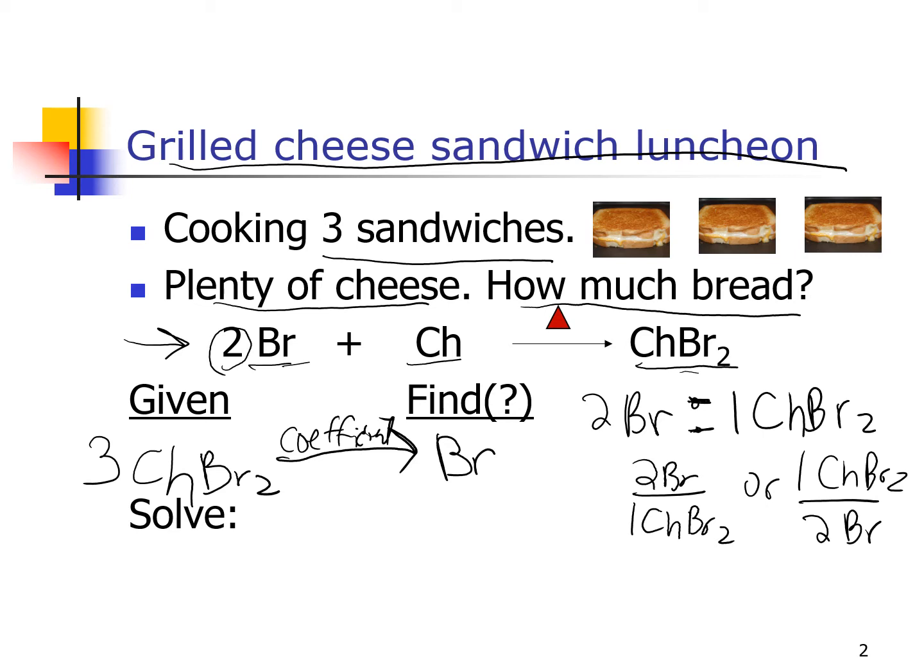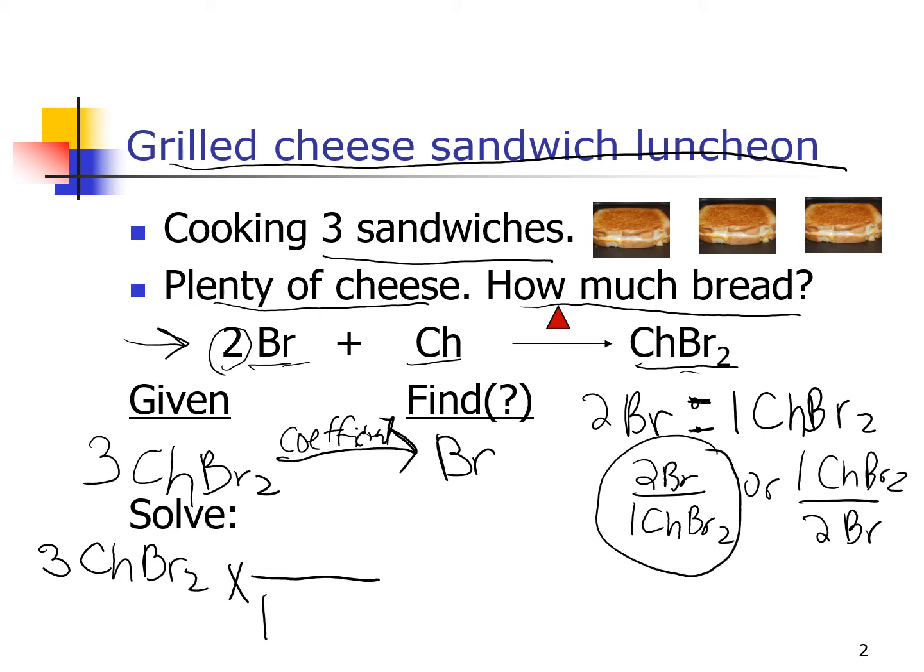So we start with our given, which is 3 CHBr2, and then I'm going to multiply by one of my conversion factors. I want to pick the one where the units are going to cancel. So the one on the left has CHBr2 at the bottom. That's the one we want to pick.